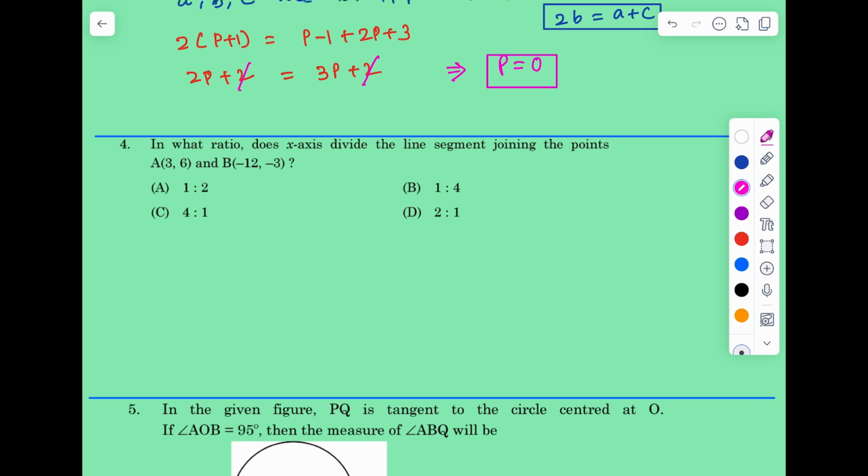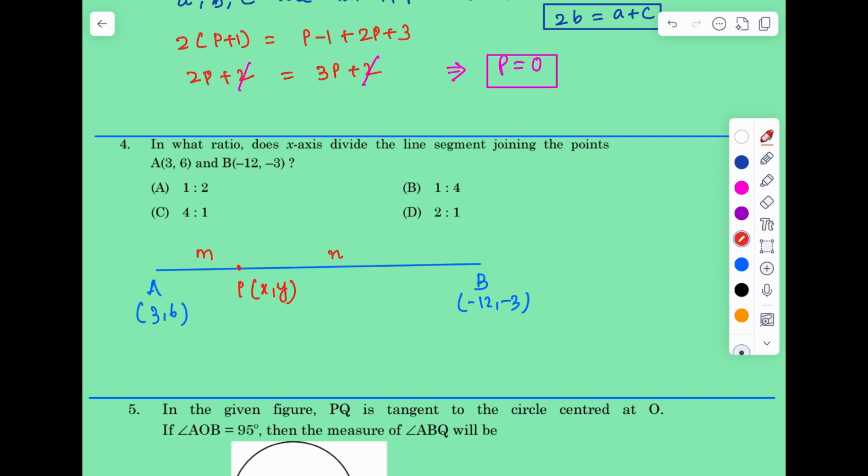Now question number 4. In what ratio does the x-axis divide the line segment joining the points? Suppose this is point A and this is point B. Let point A have coordinates 3 and 6, and point B is minus 12 and minus 3. Suppose P is a point here which divides the line AB in the ratio m:n. Now P has coordinates x and y.